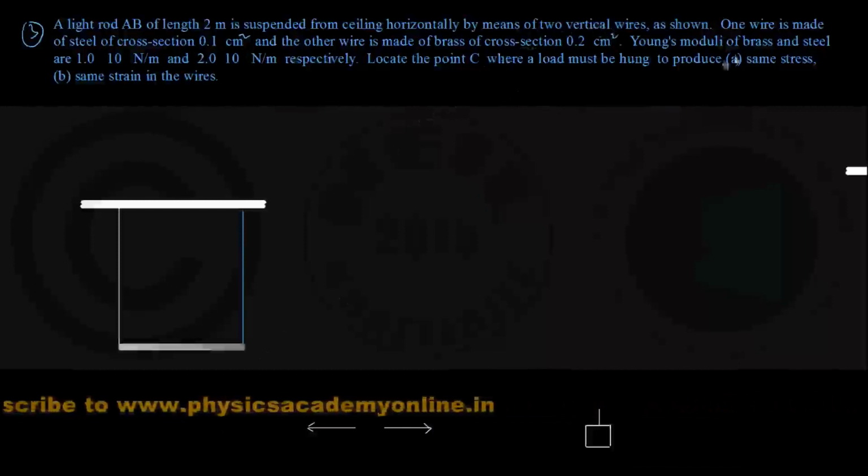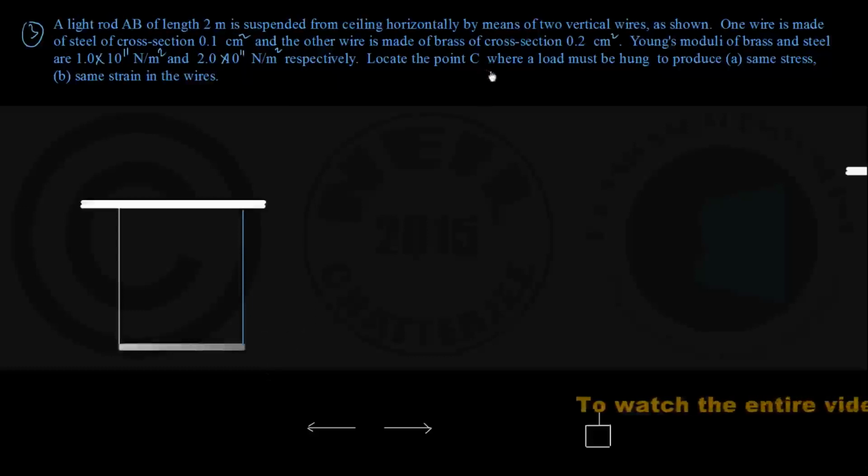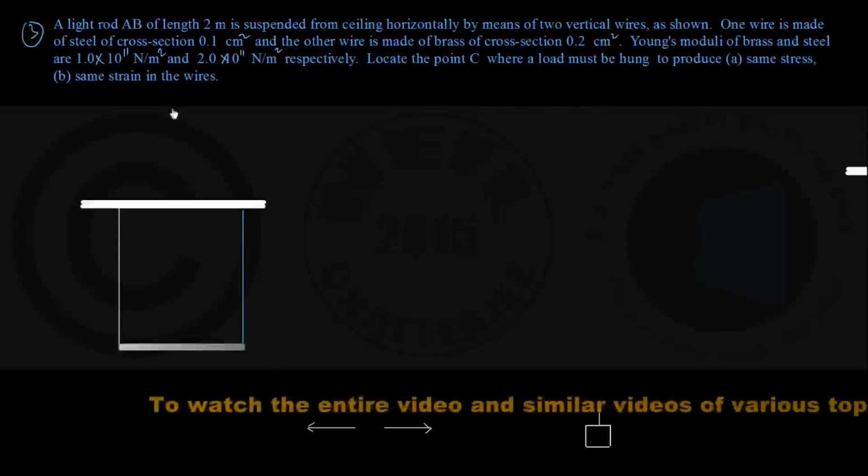Young's moduli of brass and steel are 1.0 into 10 to the power 11 Newton per meter square and 2.0 into 10 to the power 11 Newton per meter square respectively. Locate the point C where a load must be hung to produce, in part A, same stress and, in part B, same strain in the wires.